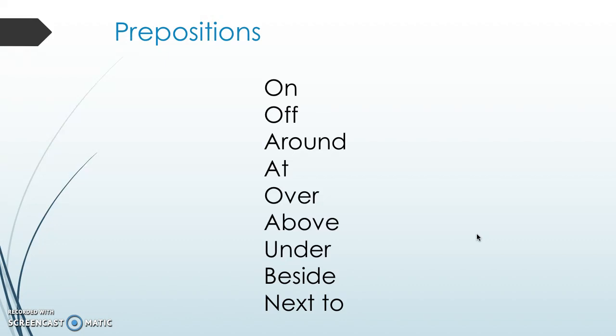Prepositions is the easiest one. It's where we put stuff or where something is. On the table, around the table, at the table, or over the table, above or under, or against and beside and next to. And we can turn off something and we can turn on something.